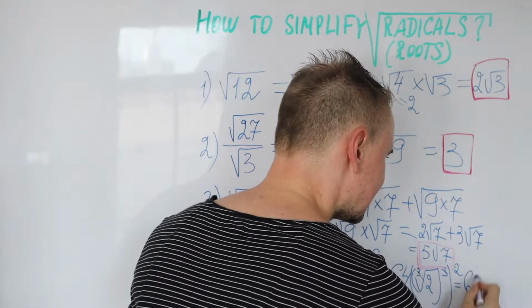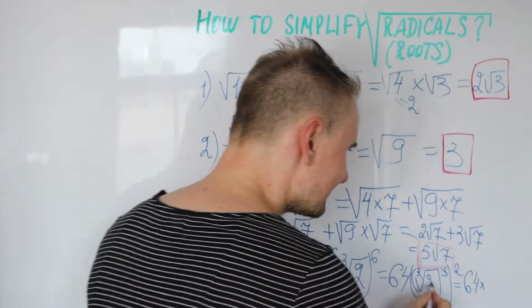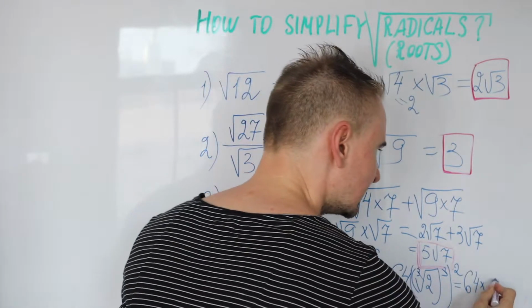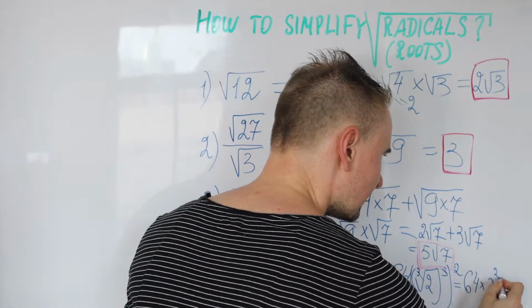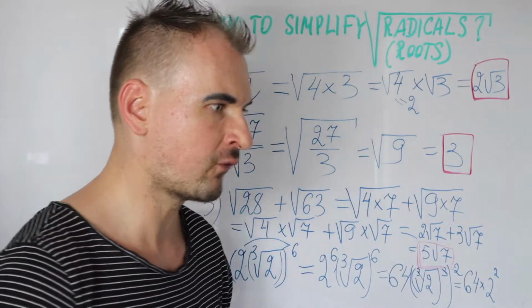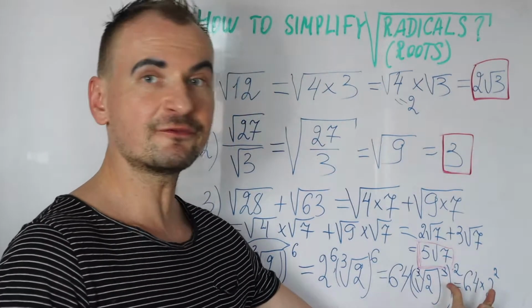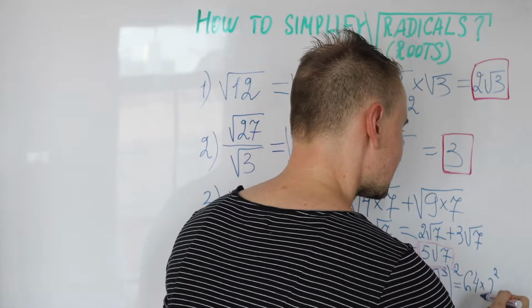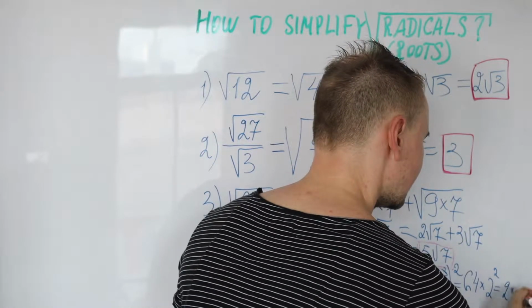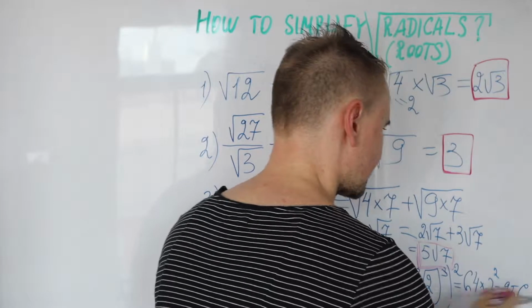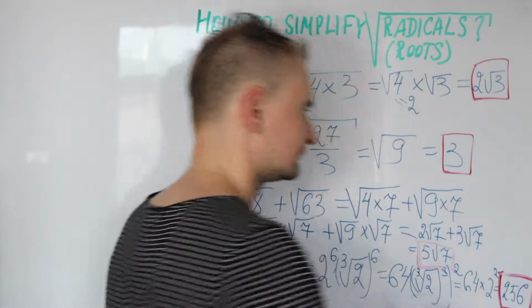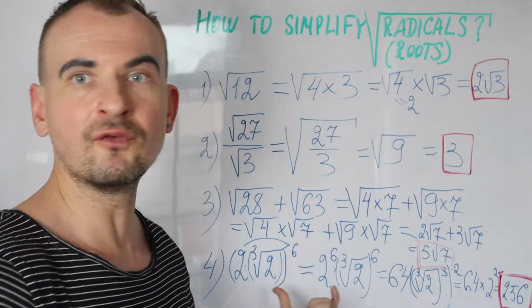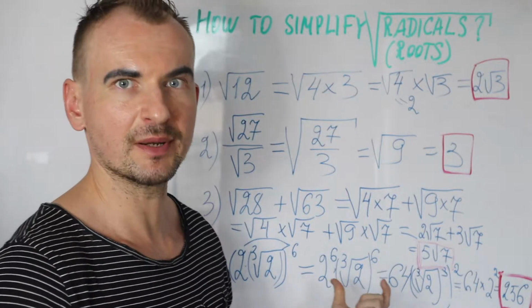And you would get just 64 times 2 squared, which is basically 4. 64 times 4 gives you just 256. This is your answer for that problem.